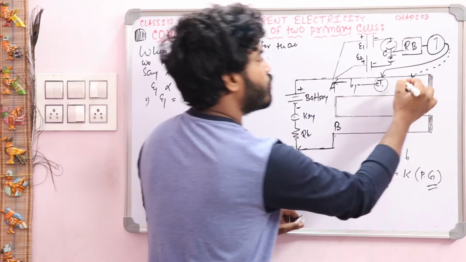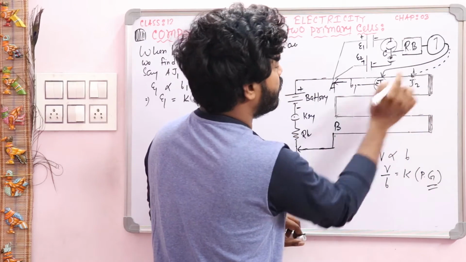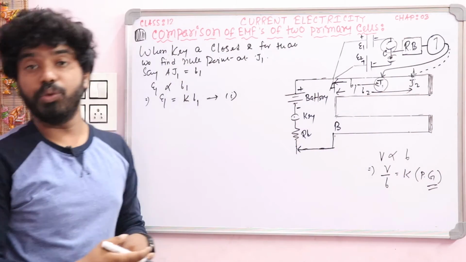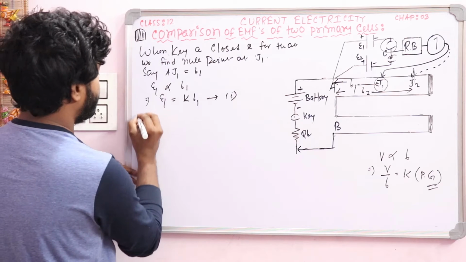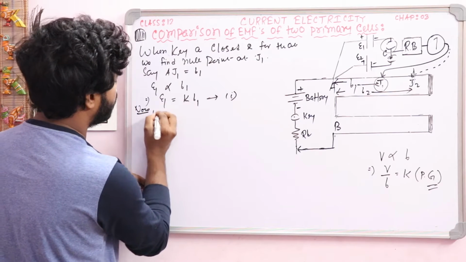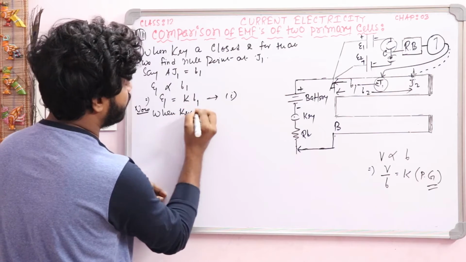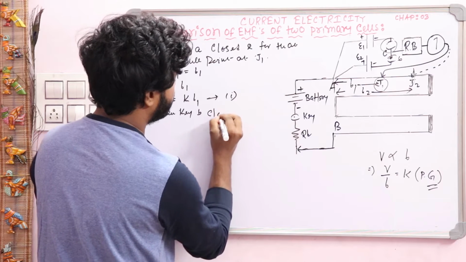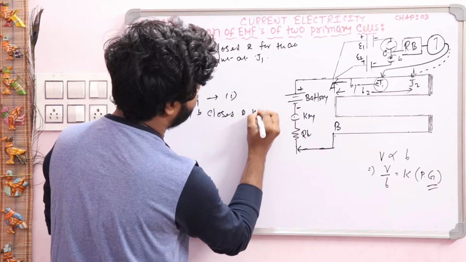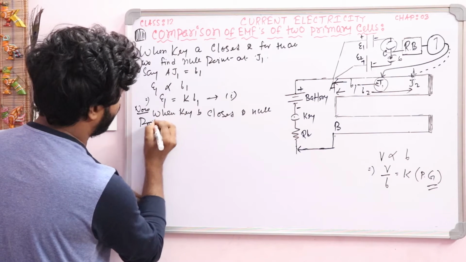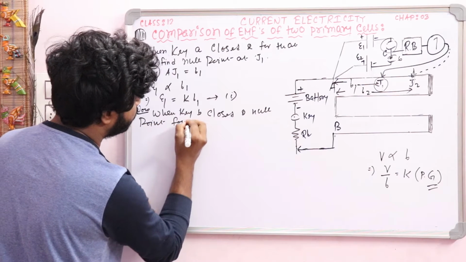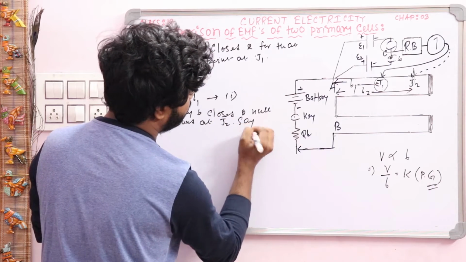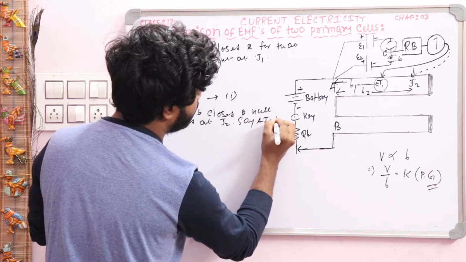Suppose the galvanometer shows no deflection at point J2, and the distance from A to J2 is named L2. So write it down: when key B is closed, the null point is found at J2, say AJ2 equals L2.